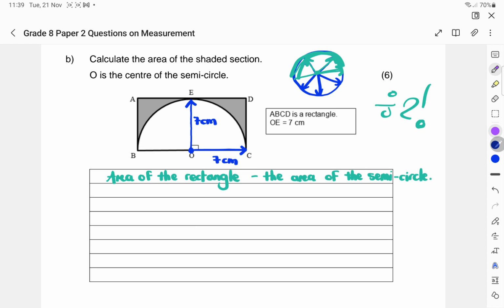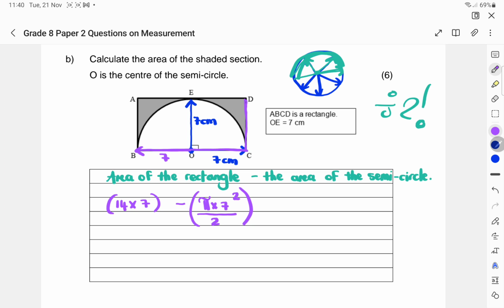Okay, oh, sorry, that's my dog shaking himself. Okay, so if that's 7, then this is also 7. So the length of the rectangle is 7, and the breadth of the rectangle is also, it's not 7. The length of the rectangle is 14, and the breadth of the rectangle is 7. So it's 14 times 7 that we want to get the answer of. And then we want to subtract the area of the semicircle. So the area of a circle is pi times the radius, which is 7 squared. And then we have to divide it by 2. Okay, so I hope that makes sense.